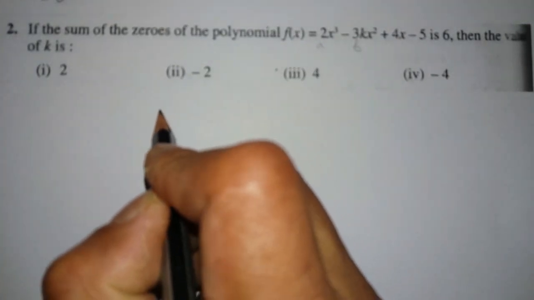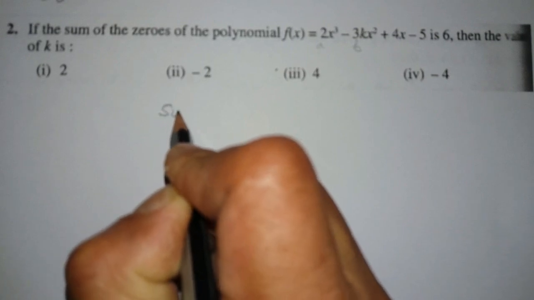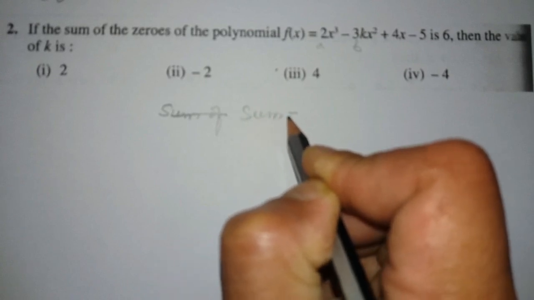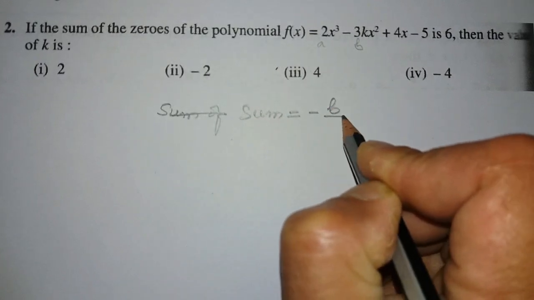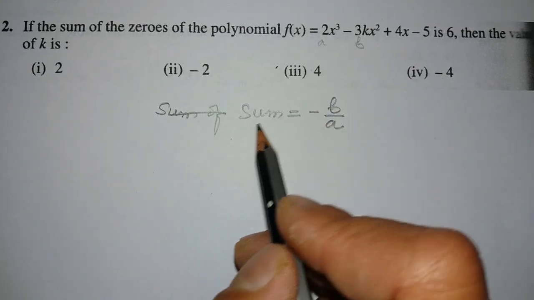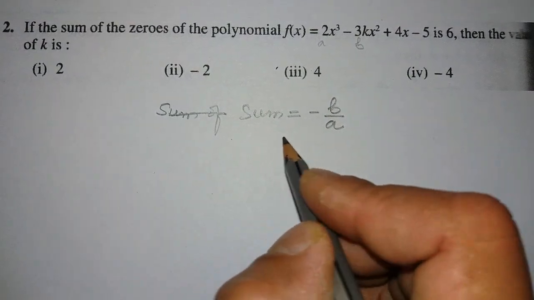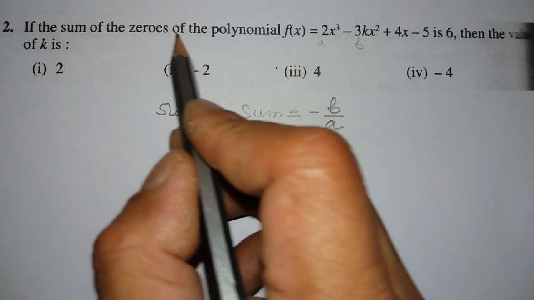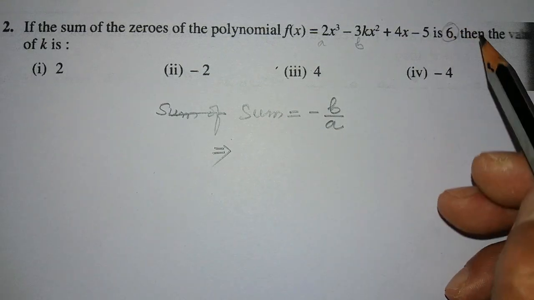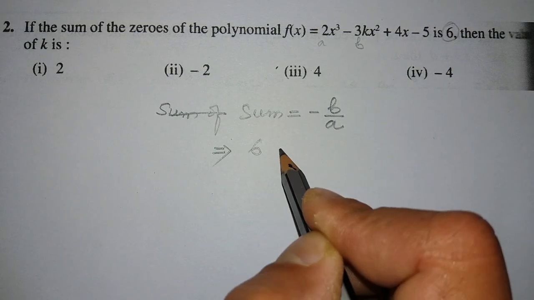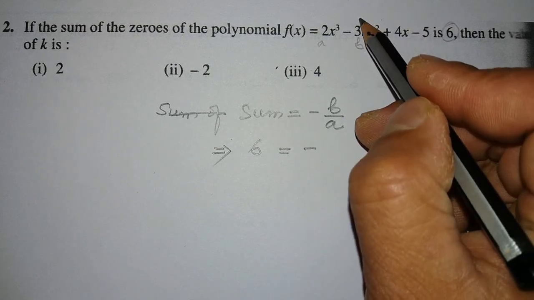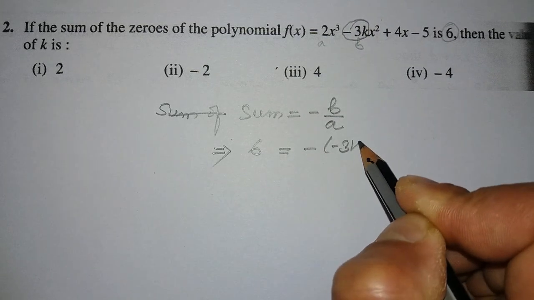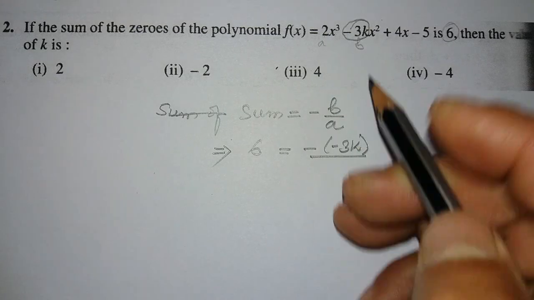Now we know that the sum of the zeros is −b/a. Even though this is a cubic polynomial, the formula remains the same. The question says the sum of the zeros of this polynomial is 6. So the sum, 6, is equal to −b/a. b is −3k, and a is 1.